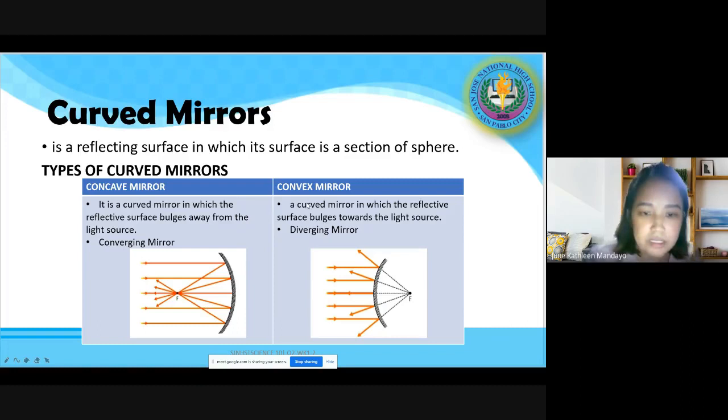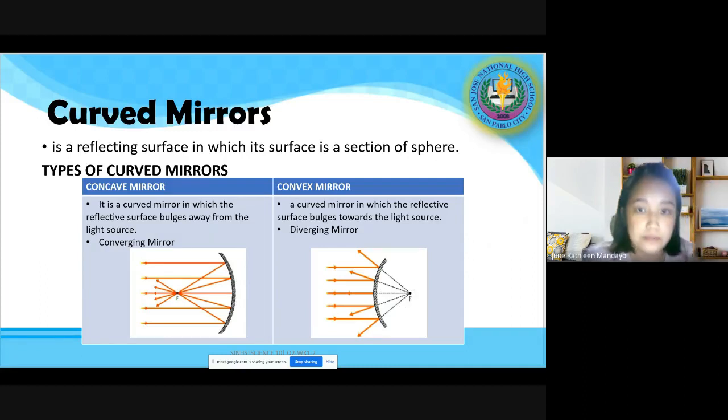Okay? On the other hand, the convex mirror bulges towards the light source. So, kung nandito yung light source sa kaliwa, papunta yung inyong curve or yung bulge ng inyong reflective surface is towards the light source. So, it is also called diverging mirror kasi yung light, nire-reflect siya as if it is coming from a single point called the focus. Again, nire-reflect siya nung diverging mirror na parang nanggagaling yung light doon sa focus. So, yung kanyang direction or yung kanyang angle, it is as if coming from a single point called the focus.